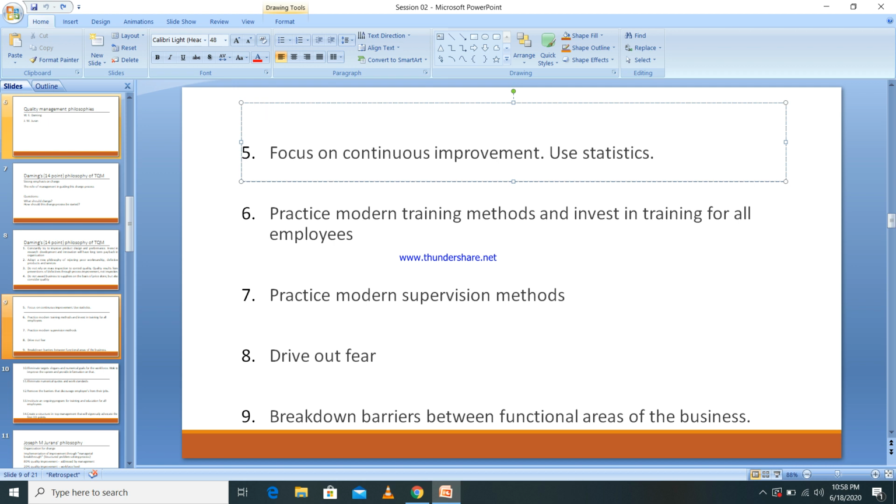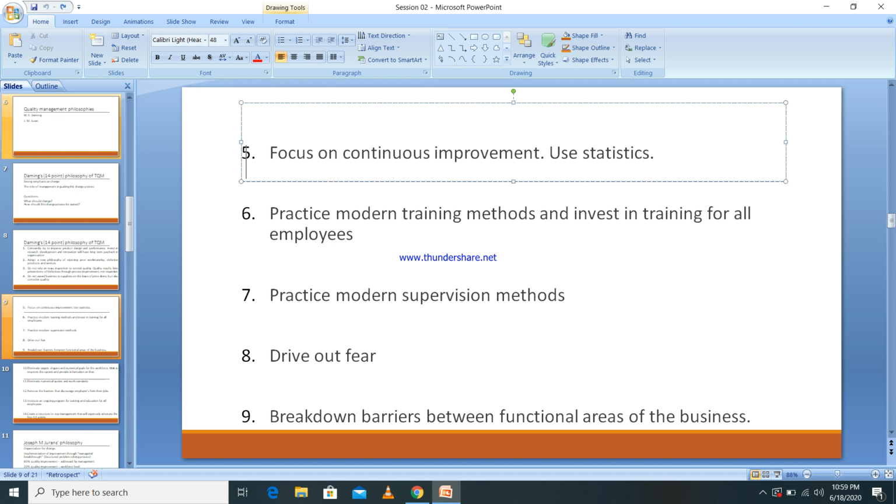And then the next point is, focus on continuous improvement, use statistics. So if you want to improve your product, and come up with better products, you can use statistics. That is, you can use the statistical quality control tools in your production, right? Then you can continuously evaluate your product, and then you can improve your performance, right?